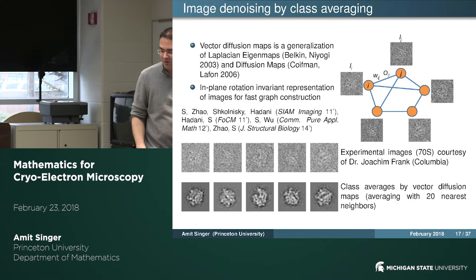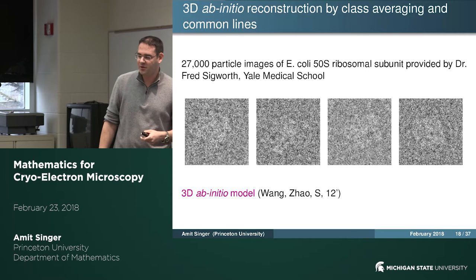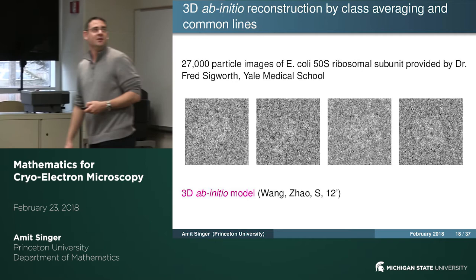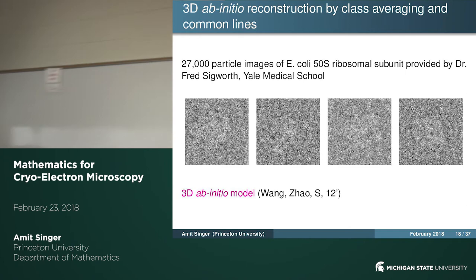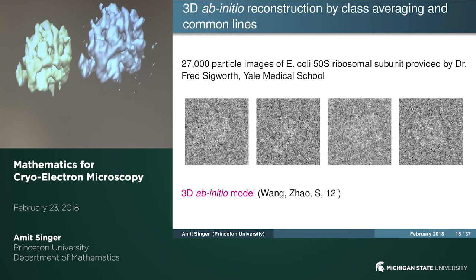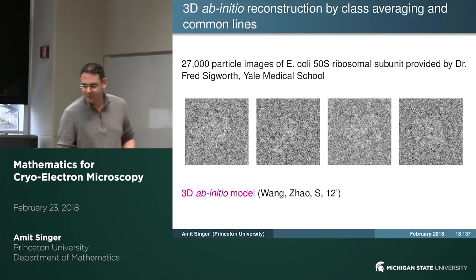So what you see here are just four images out of a much larger experimental data set of 27,000 particle images. This is something we did a while ago. It's definitely not high resolution, just to show you that you can get a good initial model. In yellow, you see the ground truth, and we know the ground truth because there is a crystal structure. Actually, the Nobel Prize in 2009 was awarded for getting the structure of the ribosome using crystallography. And in white, you see a reconstruction from the 27,000 experimental particle images, following this two-step approach of first class averaging to boost the SNR, and then looking at the common lines and using a method such as spectral relaxation or SDP to solve for them.